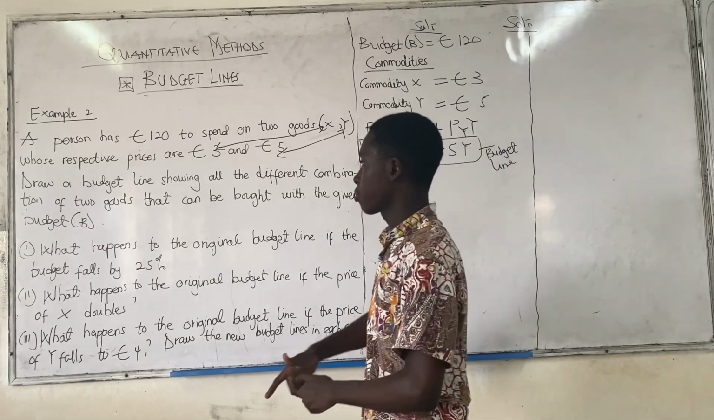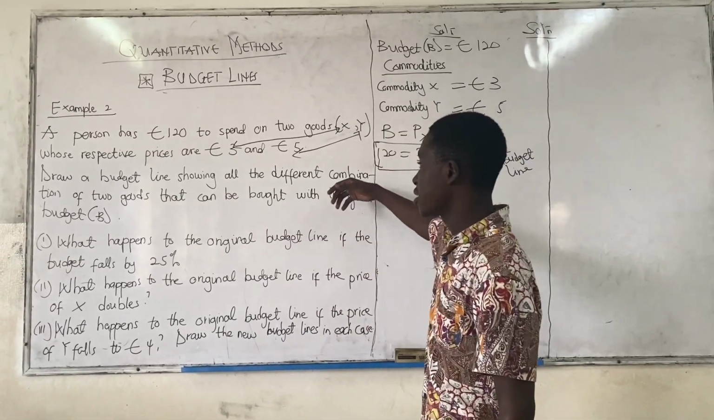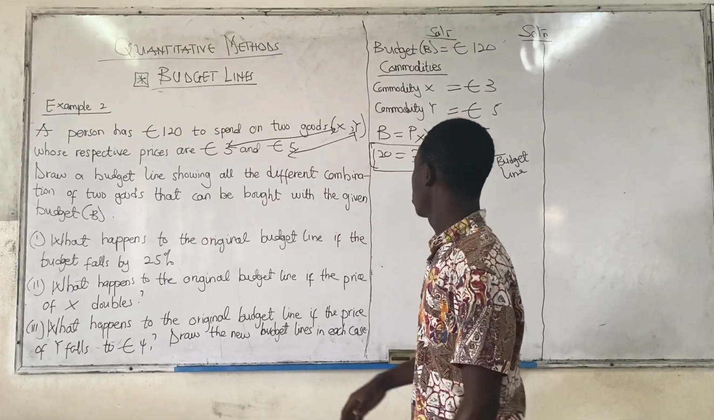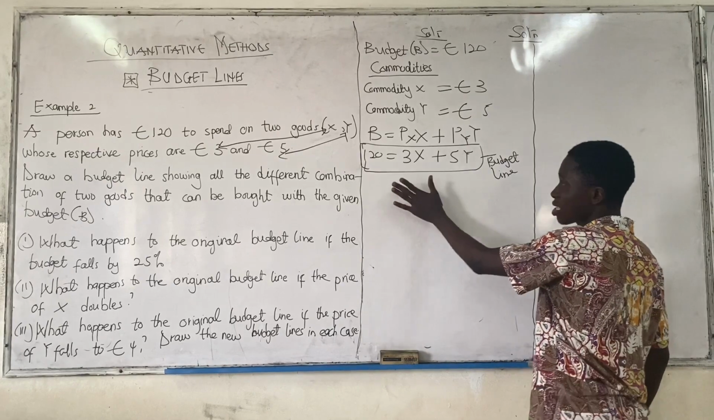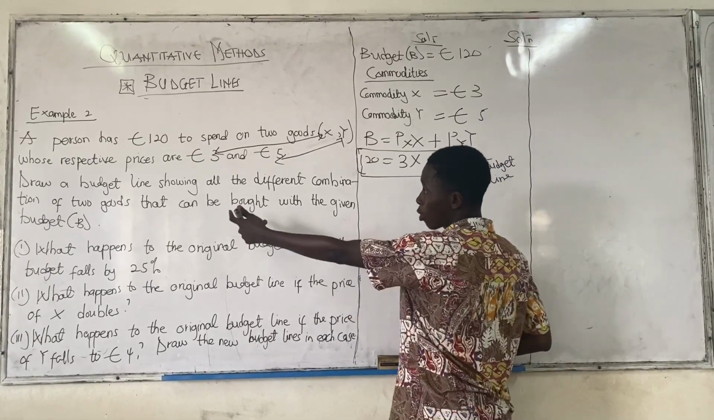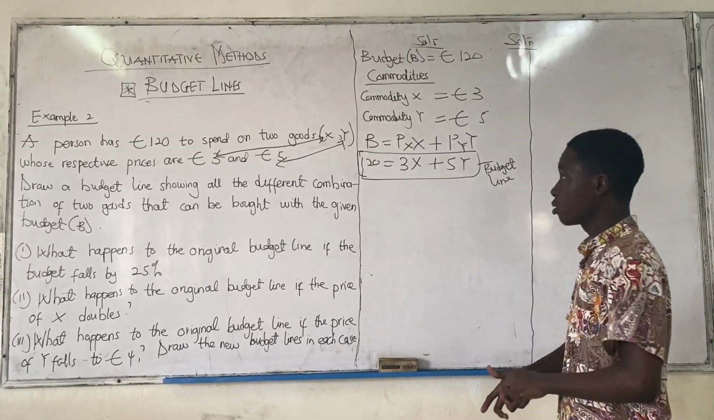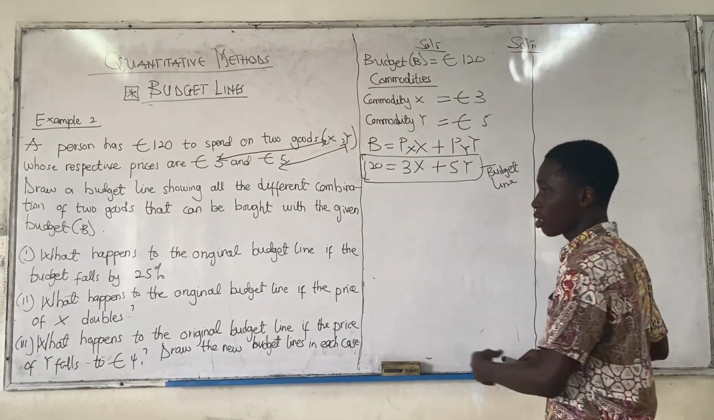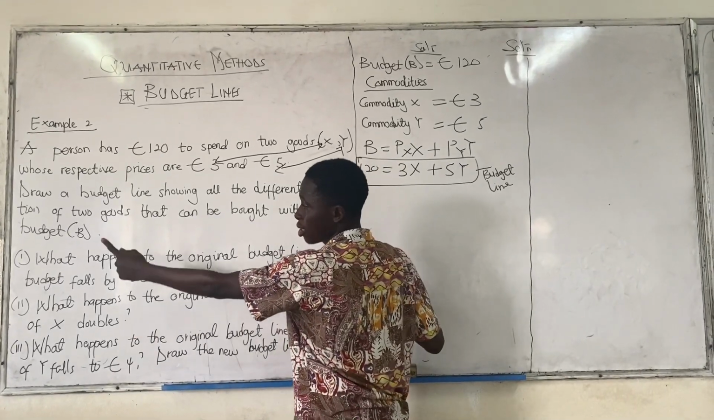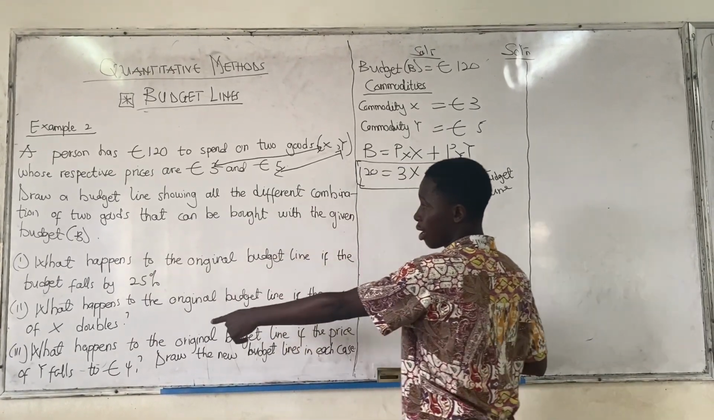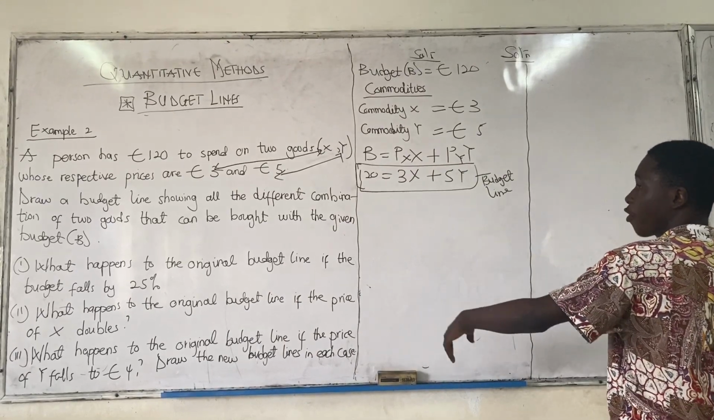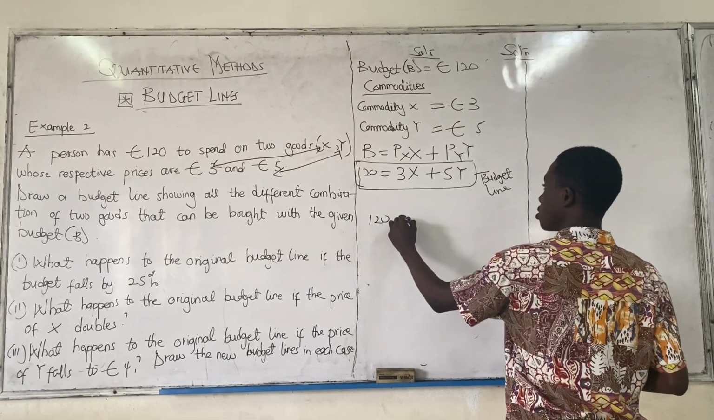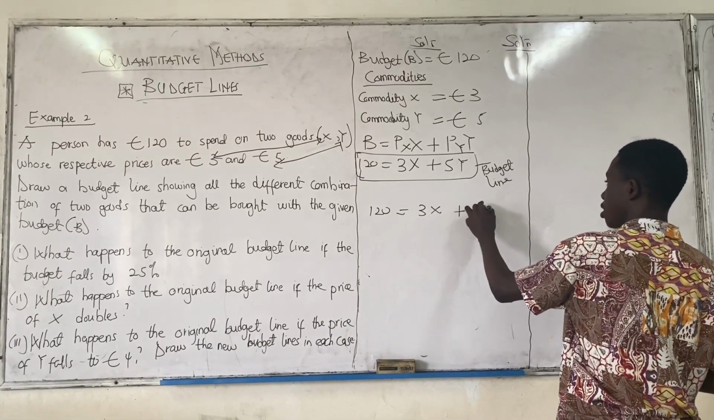So let's move on with the question. Draw a budget line showing all the different combinations of two goods that can be bought within a given budget. Based on what we've done so far, this is the budget line you are getting from the question. So your budget line becomes 120 equals 3X plus 5Y. Let's begin with the questions beneath it, which are I, II, and III. But before you begin with I, you can do something about this: 120 equals 3X plus 5Y.